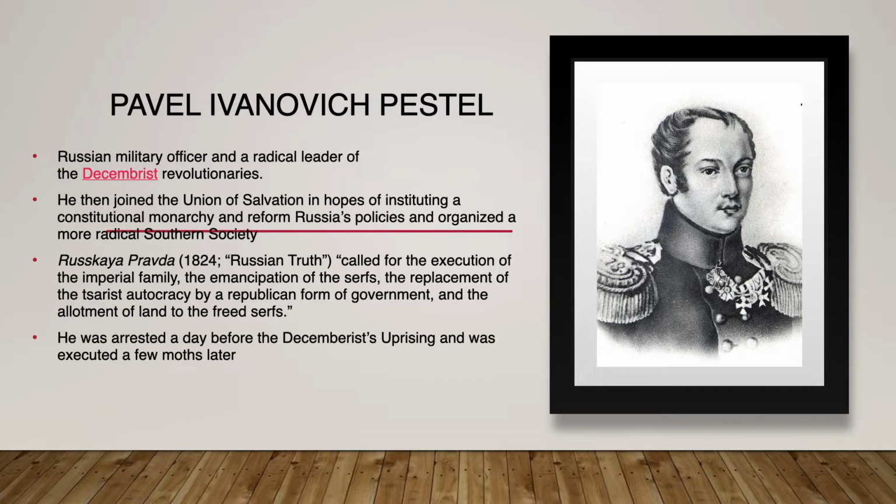He had a plan to change the socio-economic and political sphere with the Russkaya Pravda, known as the Russian Truth. It called for the execution of the imperial family, the emancipation of the serfs, the replacement of the Tsarist autocracy by a republican form of government, and the allotment of land to the freed serfs. A day before the Decemberist Uprising, Pestel was arrested in Tulchin, when he was betrayed by a new officer in the Southern Society. He was executed a few months later.